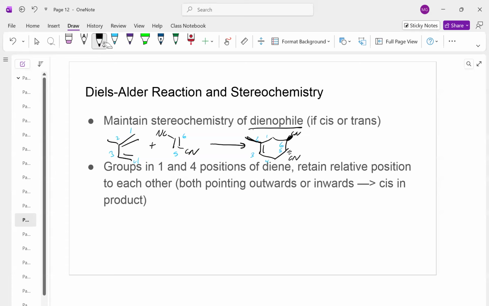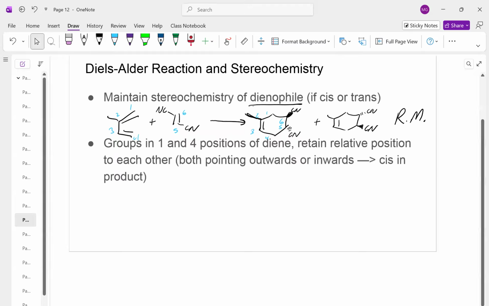Now, why did I choose them in that stereochemistry? Well, that's just what I chose, but it is equally possible to get this one down and this one up. And if it's a 50-50 mixture, what do we call this? This is a racemic mixture. Okay, so now if those cyano groups had been cis to each other, I would have made sure they maintain that stereochemistry in the product.